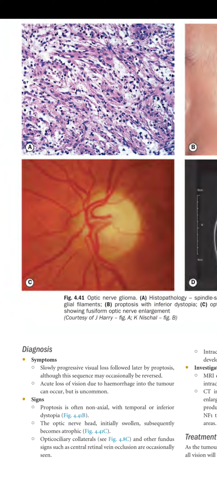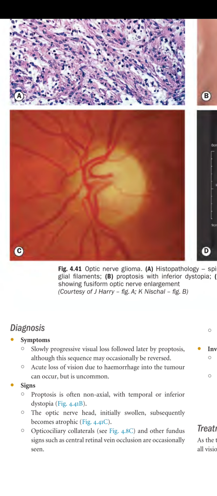So what are the symptoms? There will be slowly progressive visual loss followed later by proptosis, although the sequence may occasionally be reversed. So first of all, the patient will present to you with vision loss, and that will be accompanied later with the proptosis. Acute loss of vision due to hemorrhage into the tumor can occur but is uncommon.